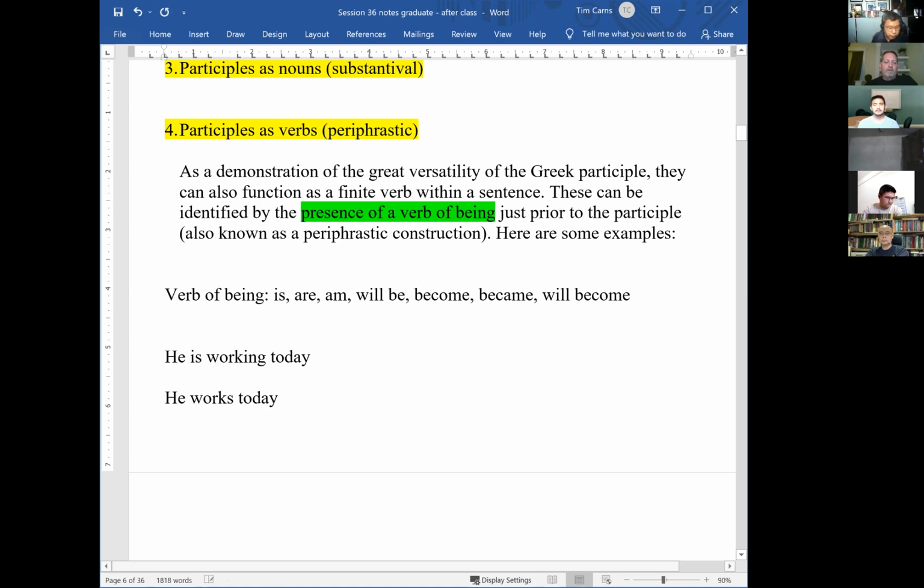Okay, or if I say he worked today, that's past tense, right? But is working is taking this ing verb and coupling it with the verb of being, and this is now functioning as a regular verb, not as a participle. That's a similar idea that we will see in Greek. Let's look at a couple of examples here.